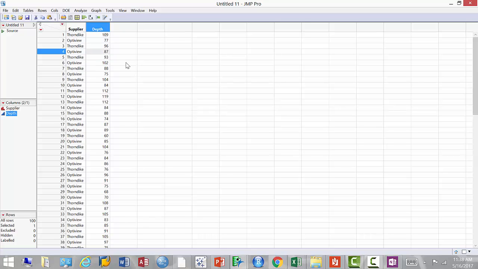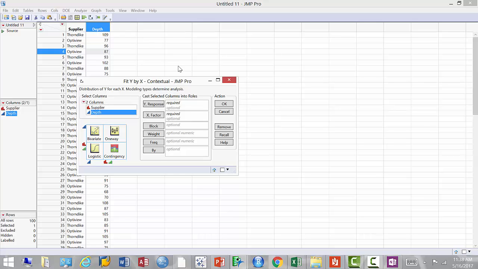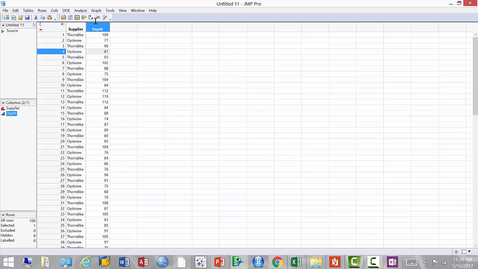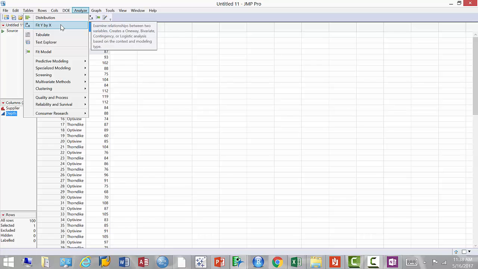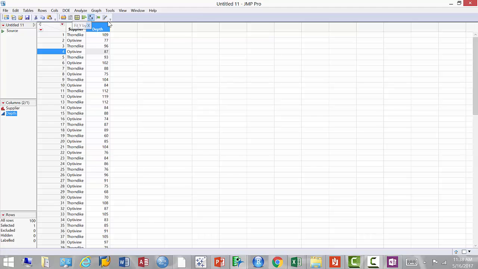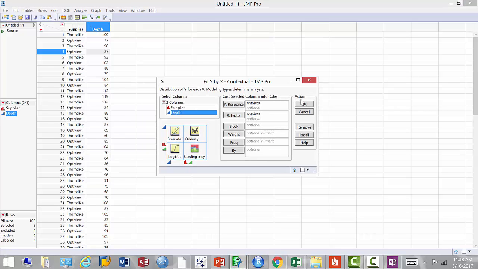So let's go ahead and test them. Okay? And testing of the hypothesis actually involves another type of analysis. So a couple of ways how I can access that. Well, here's the button, fit y by x. I can just click the button and it takes me to the window interface. Or alternatively, I can go to the analyze menu, analyze, fit y by x. Same thing. This is just a shortcut. So let's go analyze y by x. Okay? So let's kind of discuss that.